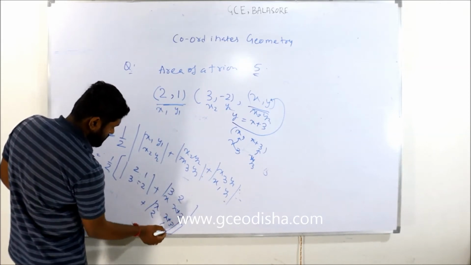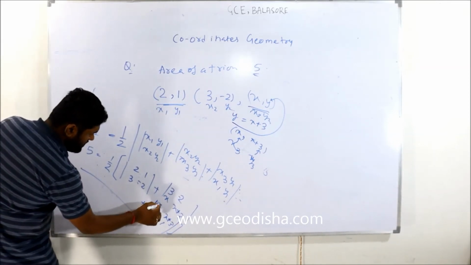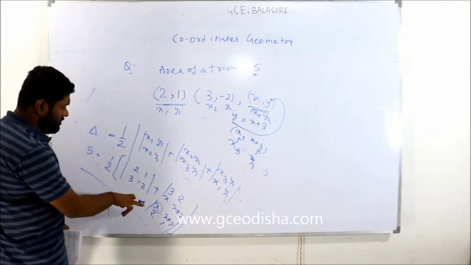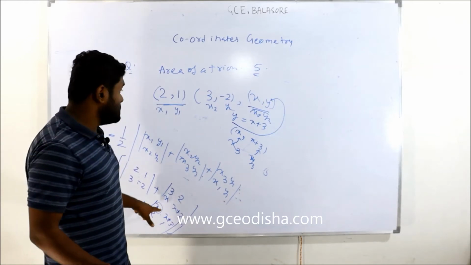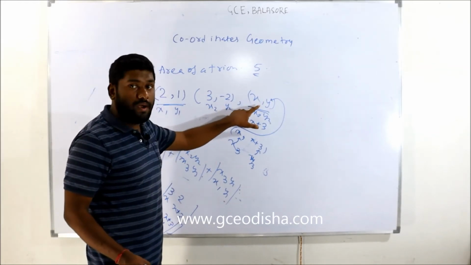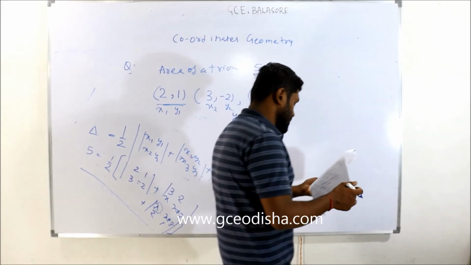When you do that, there is a single equation and a single x variable. By solving that, we can find the point x. When you find the point x and put it here, we will find the point x and y. Okay.